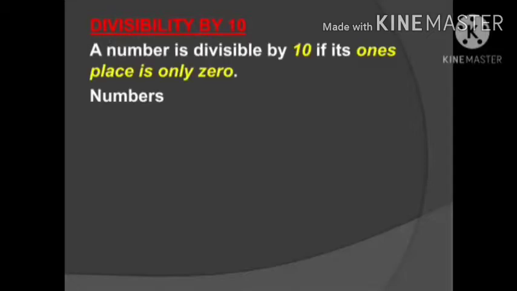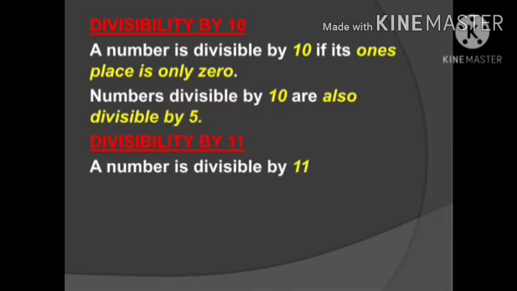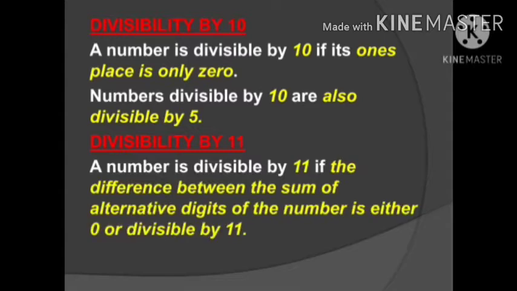Divisibility by 10. A number is divisible by 10 if its ones place is only 0. Numbers divisible by 10 are also divisible by 5. Divisibility by 11. A number is divisible by 11 if the difference between the sum of alternative digits of the number is either 0 or divisible by 11.